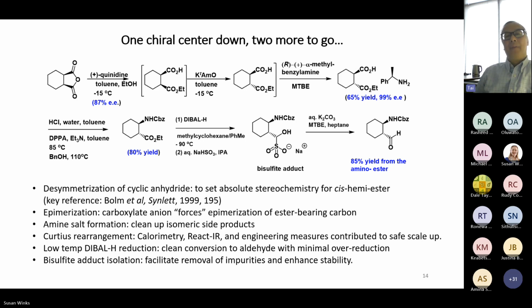So, all that happens, interestingly, with retention of absolute configuration from the carboxylic acid all the way down to the amine. So after that, it's fairly simple. Low temperature DIBAL reduction, reduce the ester to the aldehyde, and we isolate that as a bisulfite adduct. Next, please.